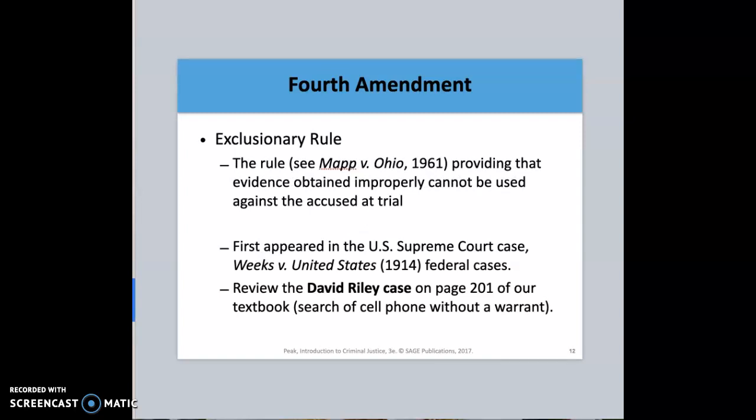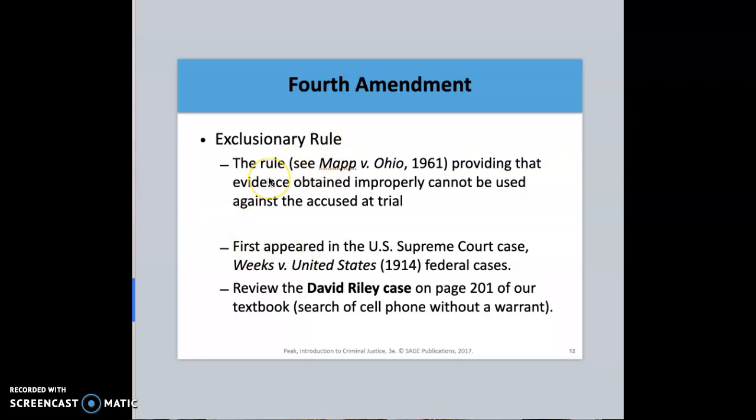Now, the courts developed the exclusionary rule, which basically says that evidence obtained improperly cannot be used against an accused at trial. It first appeared in the U.S. Supreme Court case Weeks versus the United States, a federal case in 1914. And in Mapp versus Ohio in 1961, the exclusionary rule then applied to the states. Prior to 1961, state courts did not have to follow the exclusionary rule, but the federal courts did, federal agents, federal law enforcement. Now everyone has to follow it.